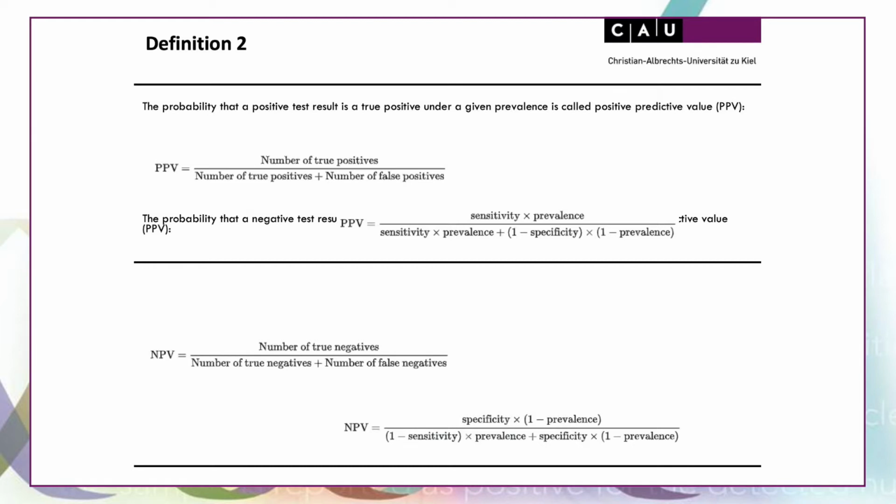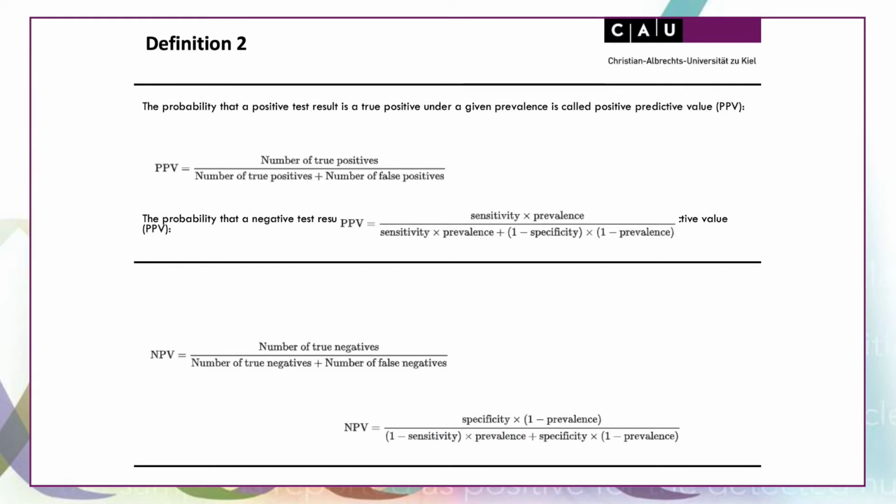The positive predictive value is calculated as follows: sensitivity times prevalence divided by sensitivity times prevalence plus, in brackets, 1 minus specificity times, in brackets, 1 minus prevalence. In contrast, the negative predictive value is calculated as follows: specificity times, in brackets, 1 minus prevalence divided by, in brackets, 1 minus sensitivity times prevalence plus specificity times, in brackets, 1 minus prevalence.